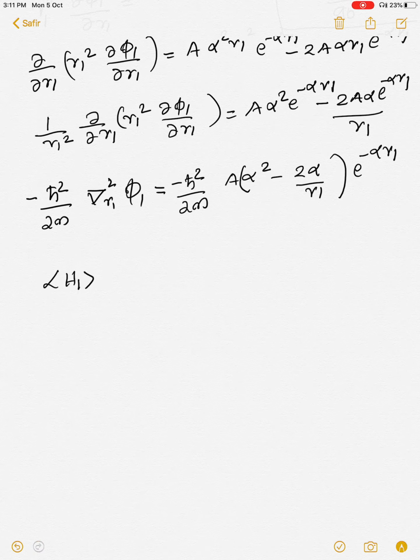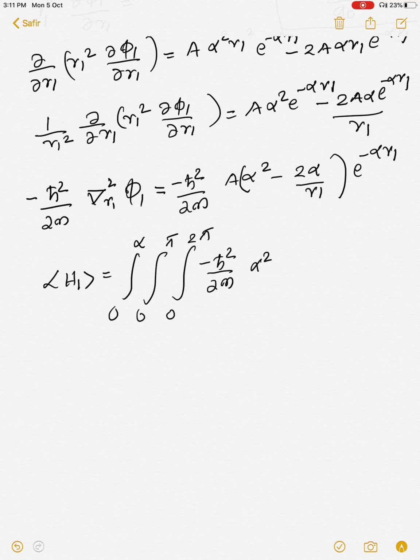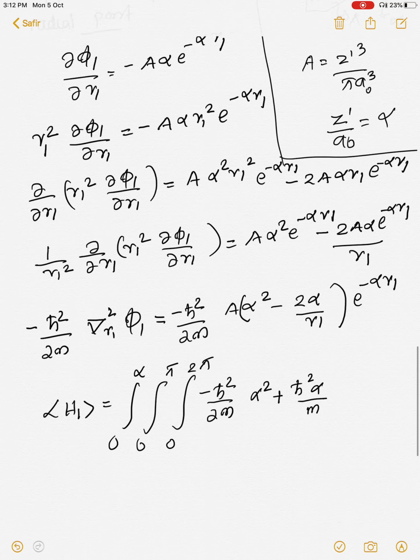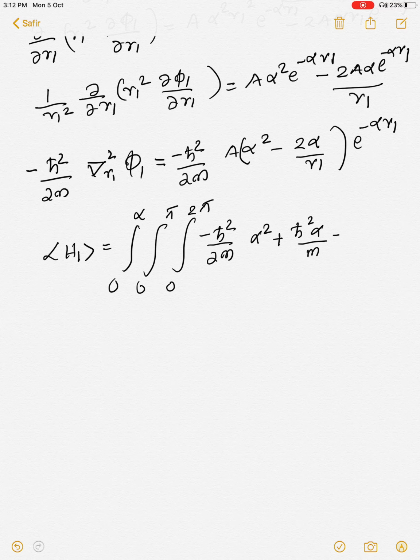What is H1 now? It is equal to the integral of r from 0 to infinity, theta from 0 to pi, and phi from 0 to 2 pi, of minus h cut square by 2m alpha square plus h cut square alpha by m r1. There is an additional term, z prime e square by r1. That term will come here: minus z prime e square by r1, where 1 by r1 is common to this term.